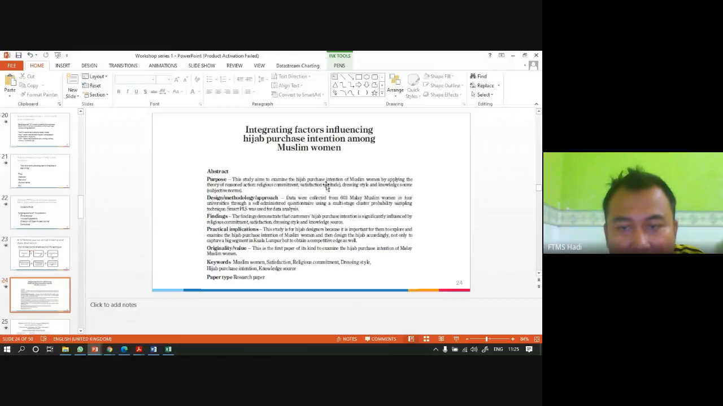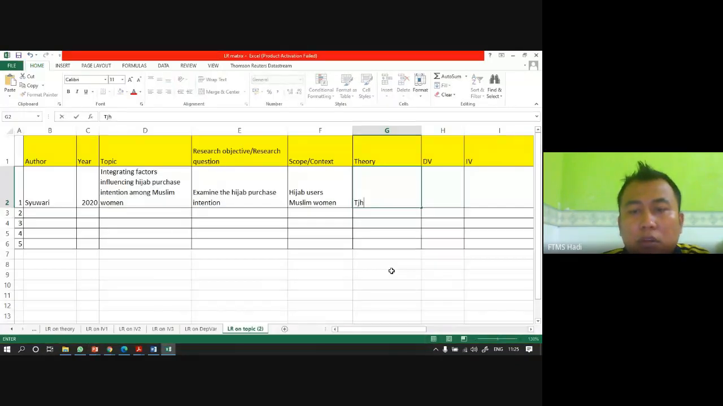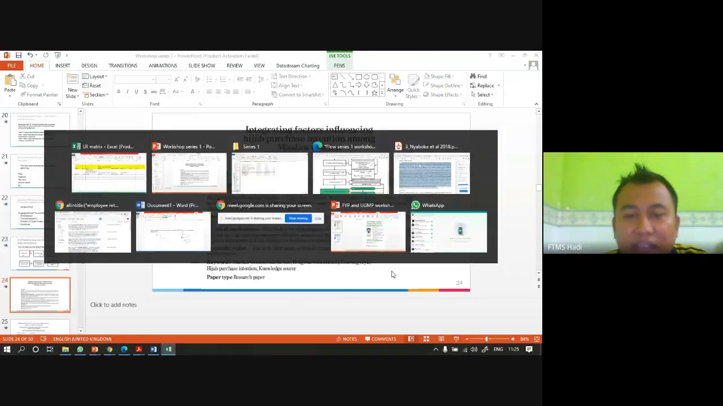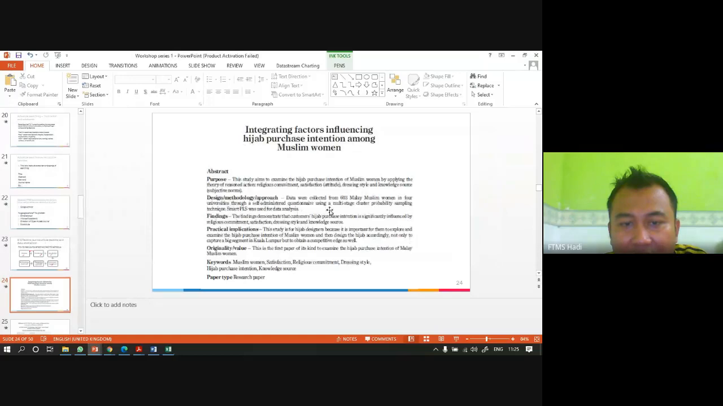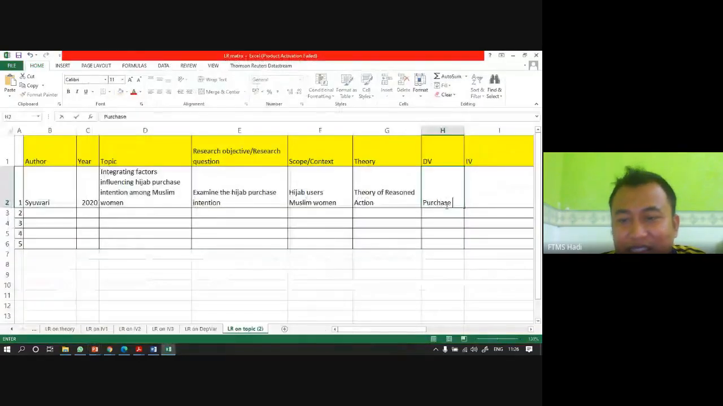You see here there is the word theory, right? Theory of reasoned action. You see the word theory, not necessarily in the purpose, but in other places also. Sometimes you can find the word theory. So this one, theory of reasoned action. And then let's say your DV, the dependent variable, is purchase intention, because that is the topic, right?